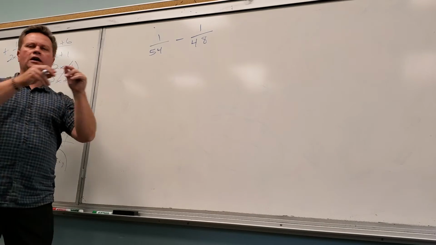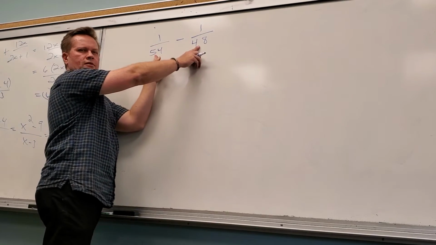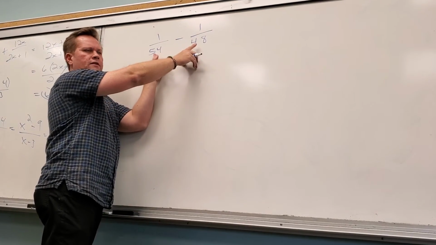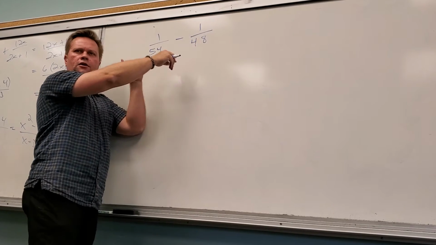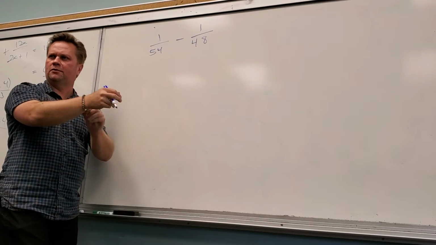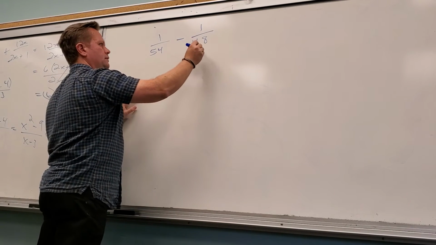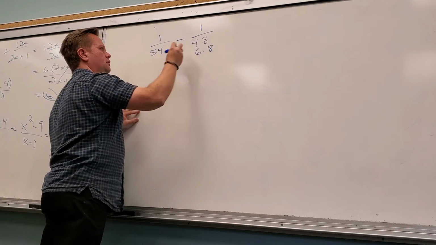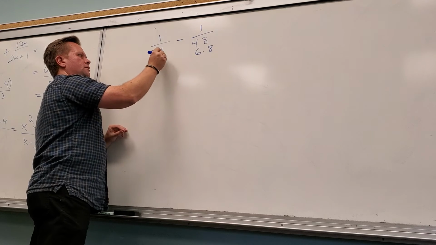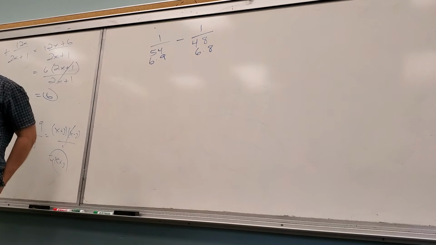Well, have we forgotten how far apart these numbers are? I hear the people that just said 6. You're right. These are 6 apart, so 6 is the biggest number that can go into both, right? Yeah, 48 is 6 times 8. 54 is 6 times 9. Stay with me now.